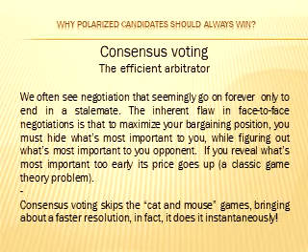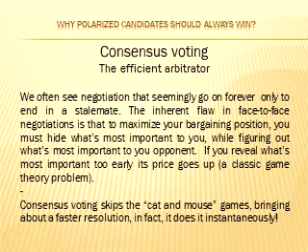Consensus voting is an efficient arbitrator. We often see negotiations that seemingly go on forever, only to end in a stalemate. The inherent flaw in face-to-face negotiations is that to maximize your bargaining position, you must hide what's most important to you, while figuring out what's most important to your opponent. If you reveal what's most important too early, its price goes up. This is a classic game theory problem.